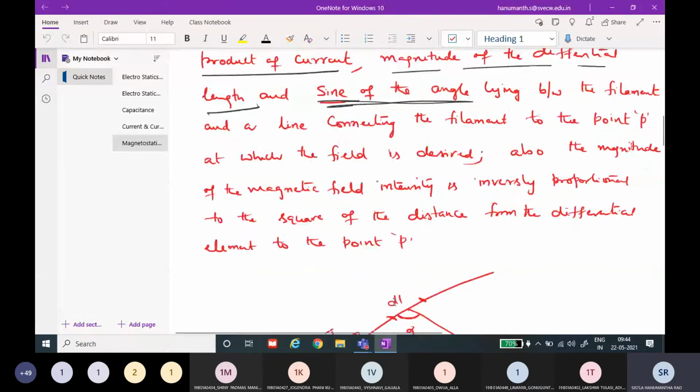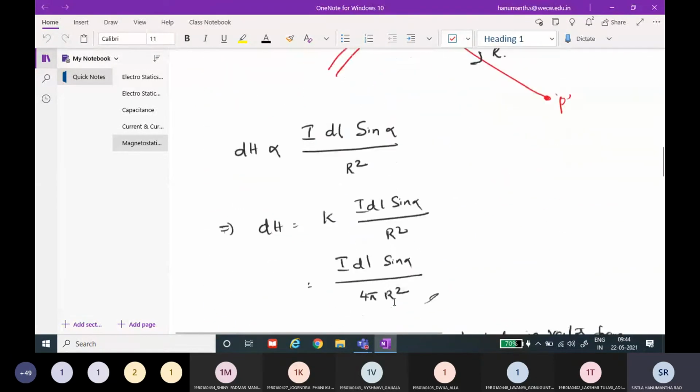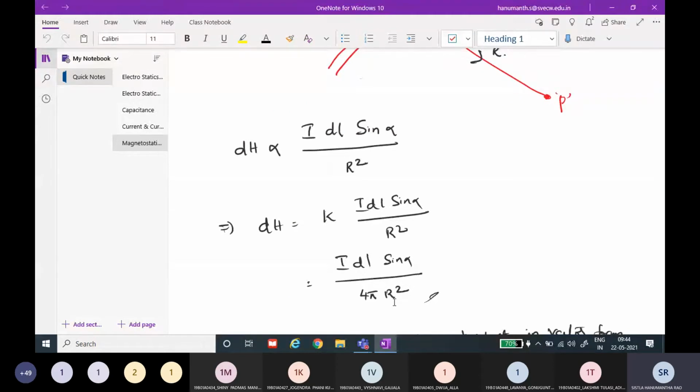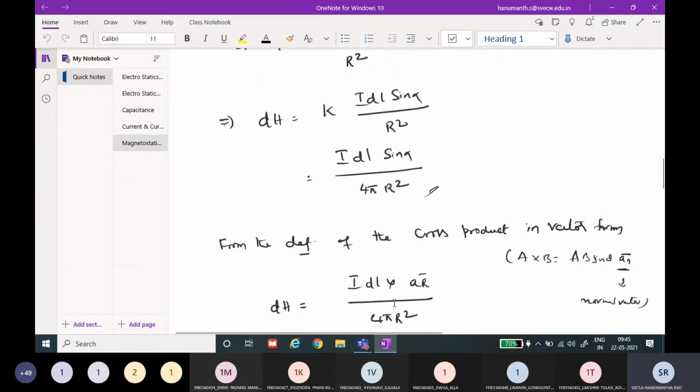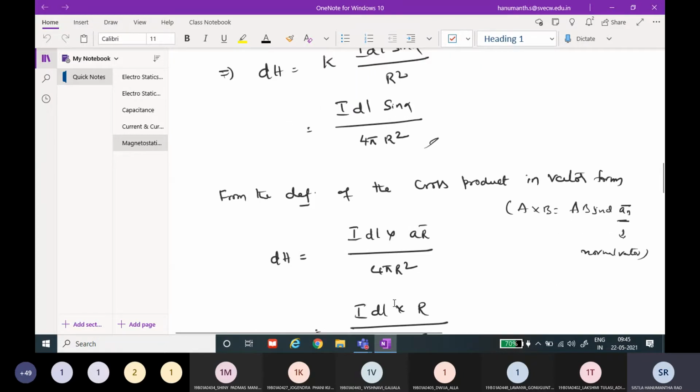So how do we represent that mathematically? dH is directly proportional to I dl sin alpha by r square. Finally, that will be I dl sin alpha by 4 pi r square. This is represented in terms of a cross product, so dH is equal to I dl cross a_R by 4 pi r square.